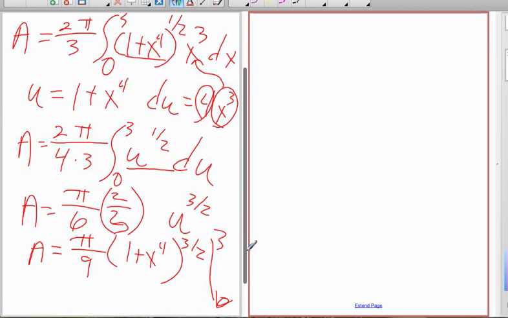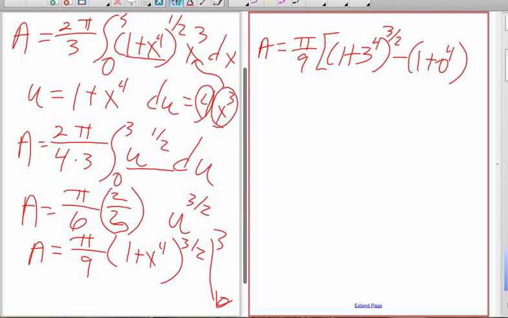So now we come back in and plug our numbers. My area is going to be equal to pi over 9. This should look familiar from the homework you were doing the other day. Times 1 plus 3 to the 4th, to the 3/2, minus 1 plus 0 to the 4th, to the 3/2. And if we plug all of this in, this gives me square root of 82 over 2, which is approximately equal to 258.58. And there's that one.